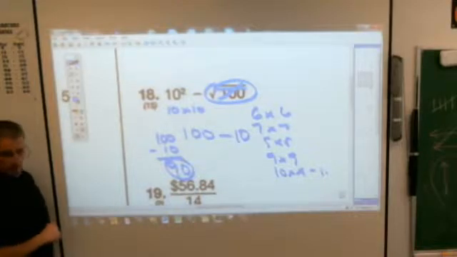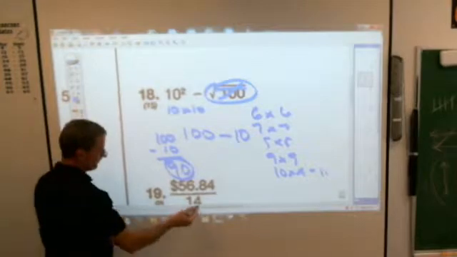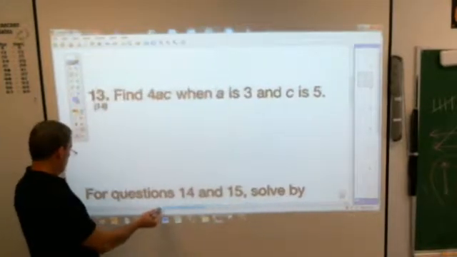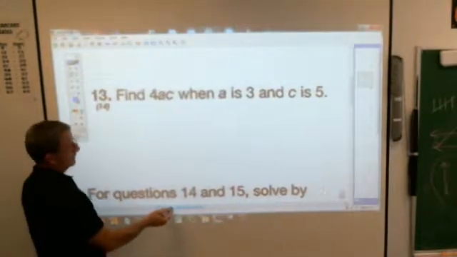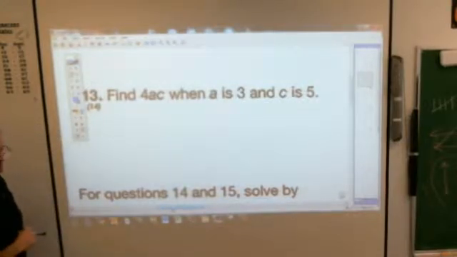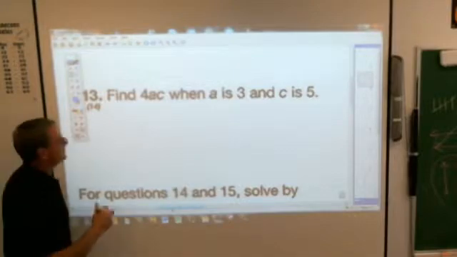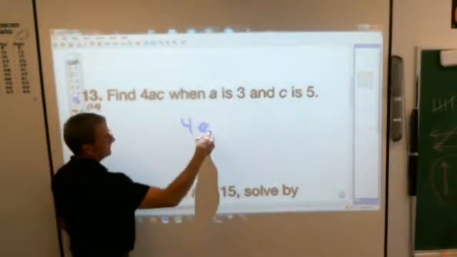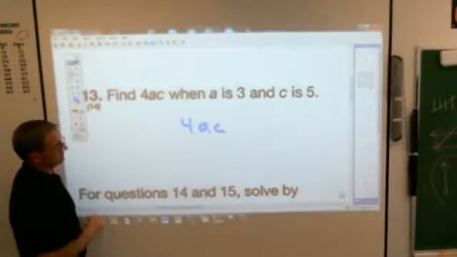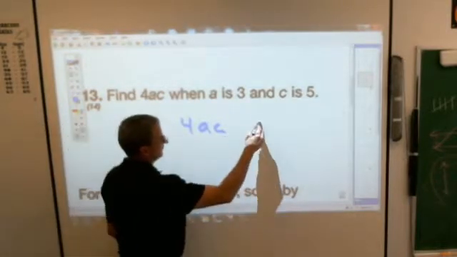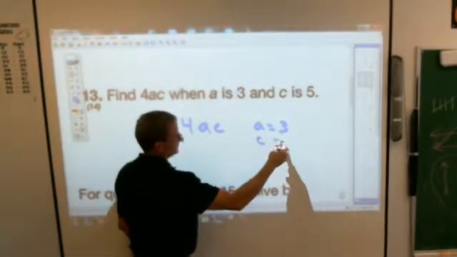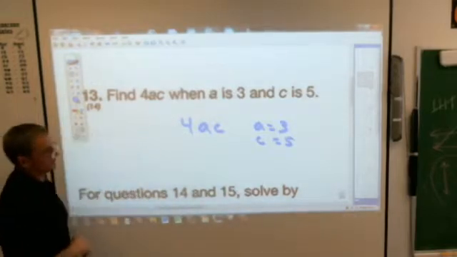Your question, Sydney. How do you do 13? Was this the one where we did the parentheses? Did you show parentheses? Did you do like we said? 4AC. What was step number 1? Write down what is A. A equals 3 and C equals 5. There's no formula for this. This is just a problem.